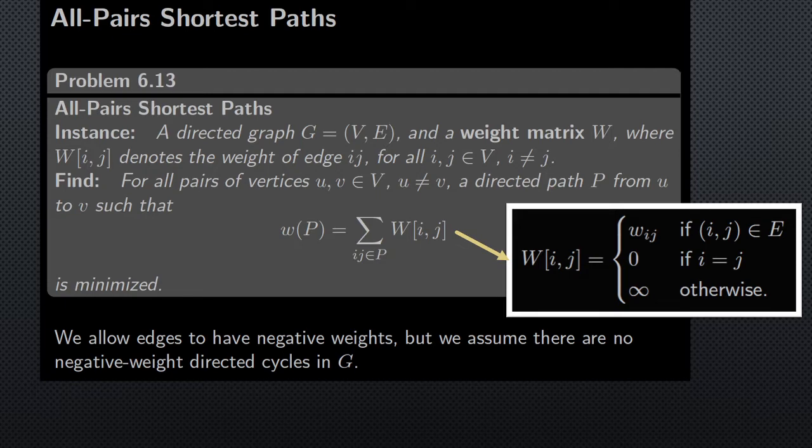As long as I can get from i to a negative weight cycle and from that negative weight cycle to j, I can always come up with a shorter path from i to j by taking one more trip around the negative weight cycle. So basically, the paths from i to j essentially become negative infinity. So we just rule out negative weight cycles. Whenever we're talking about shortest paths, we never allow negative weight cycles.